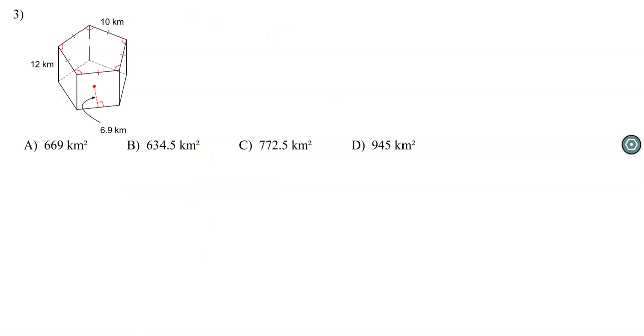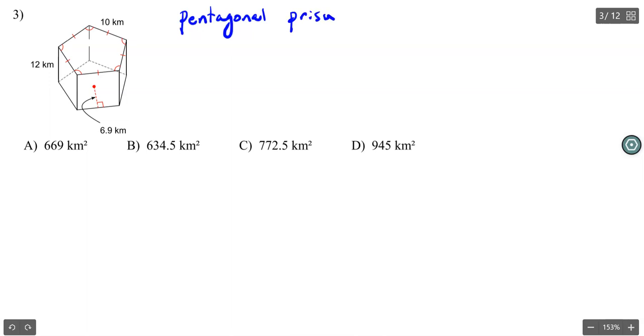All right, number 3. Looks like we have a pentagonal prism, or a pentagon prism. My top and my bottom are pentagons, and then I have a bunch of rectangles there for walls. The nice thing about these shapes, and we're pretty much always going to do regular ones, is that since this is a regular polygon, all the sides are the same, so all those walls are going to be equal. This makes these very easy to deal with.